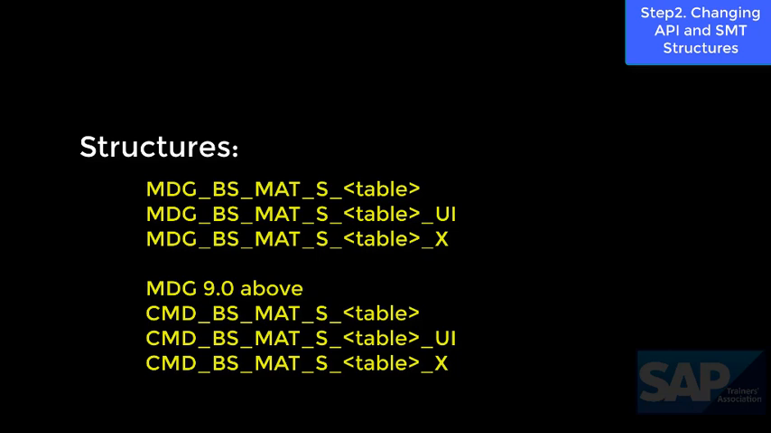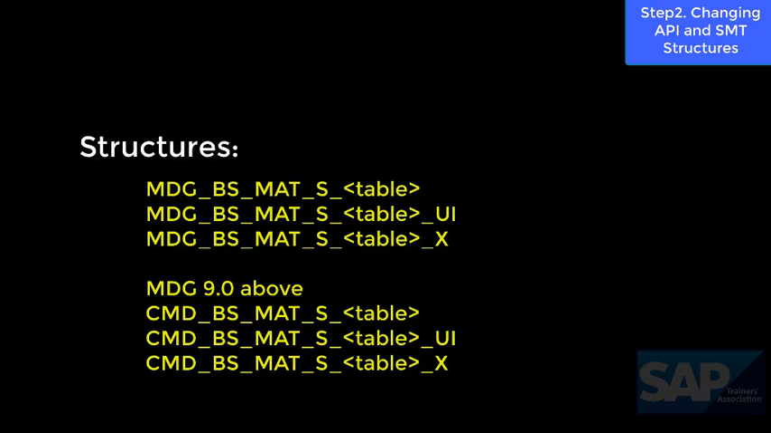In this case, we are adding a field to the table Mara. So that means we are adding a field to the material basic data. And for that case, we have only one table. For one table, you have three main structures, and three new structures. So if you are working on MDG 9 and above, that is your 1809 and 1909, then you need to update three more structures.